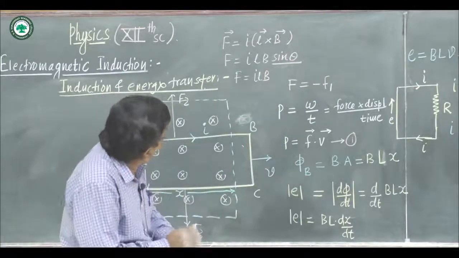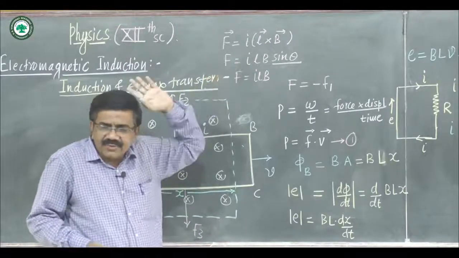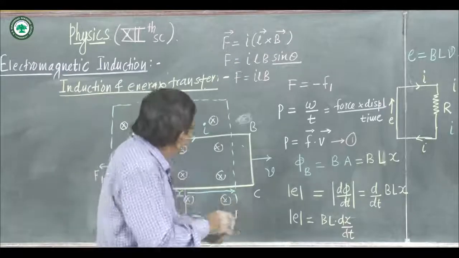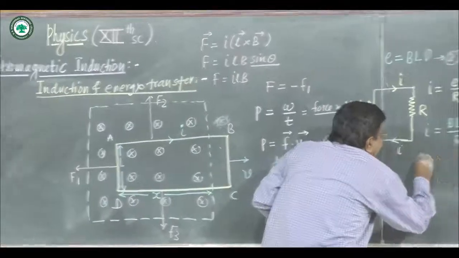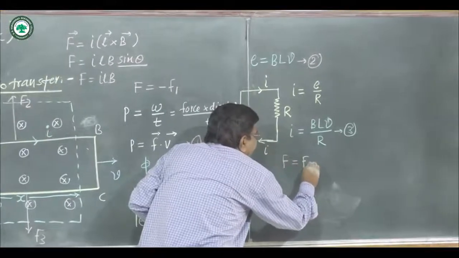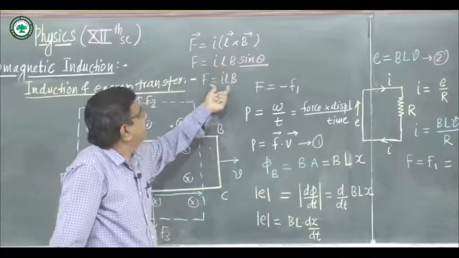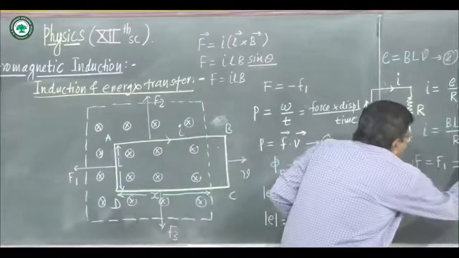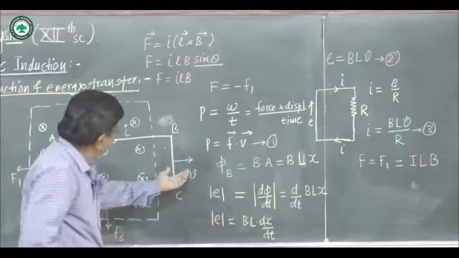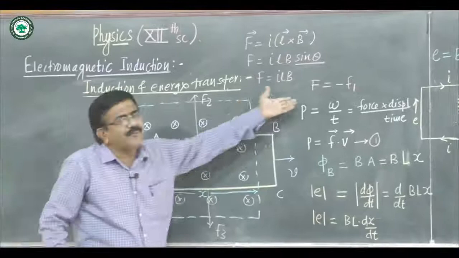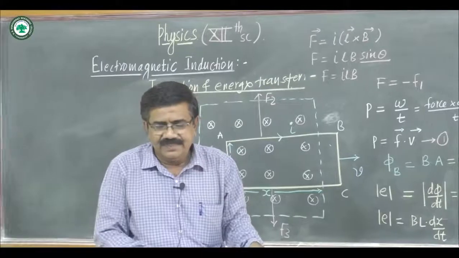Hence the magnitude of F1 is same as F, and it is ILB sin 90, that is theta is 90. That F1 is ILB. Magnitude of this force F is negative of this F1, and hence magnitude of F is ILB.